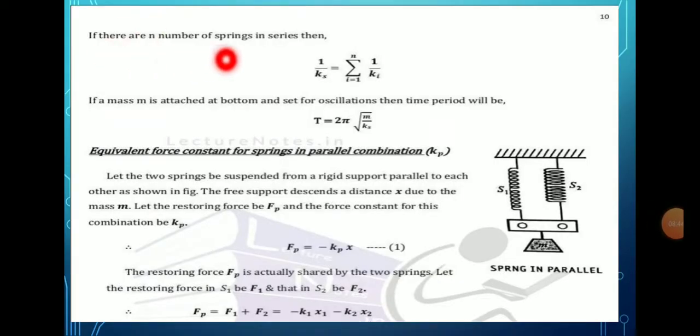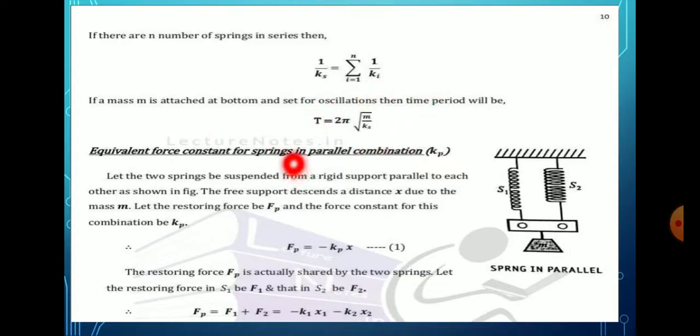Here we calculated for only two springs in a series. If there are n number of springs in a series, we have to take the summation: 1 by Ks is equal to summation i is equal to 1 to n of 1 by ki. And if mass m is attached at the bottom and set into oscillation, then the time period will be T is equal to 2 pi square root of m by Ks.